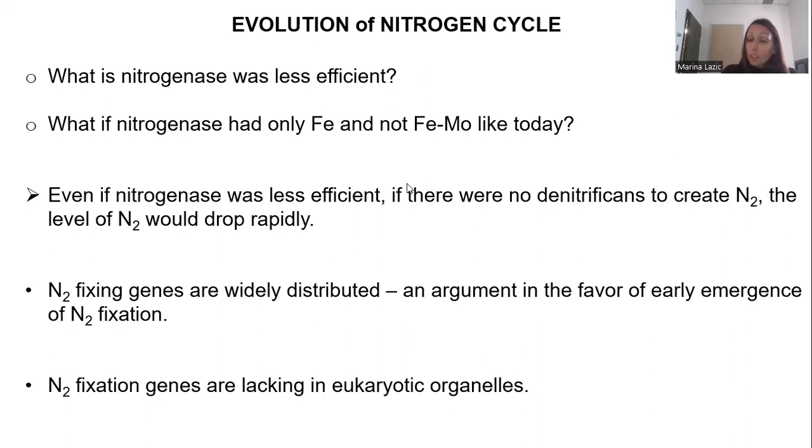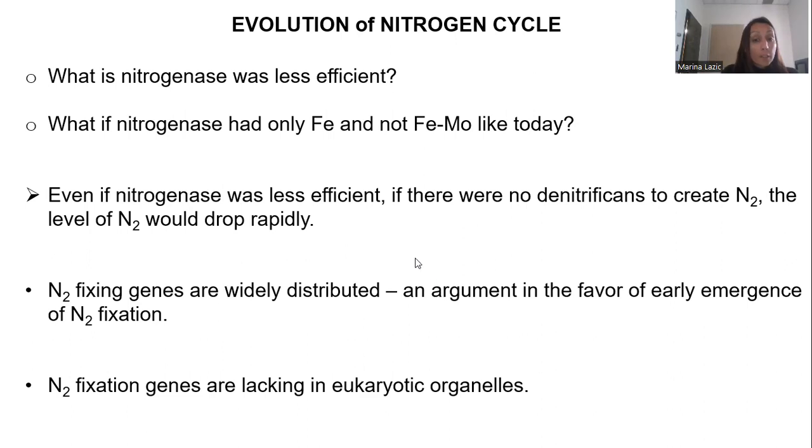So even if nitrogenase was less efficient, if there were no denitrifiers to create nitrogen gas, the level of nitrogen would drop rapidly. So that theory about less efficient dinitrogenase was not possible, because denitrification, when you convert NO3- to NO2-, then to NO, then to N2O, and finally to N2, that process that we talked about in anaerobic respiration, is required to return nitrogen gas into the atmosphere, but those compounds did not exist. Those organisms did not exist, so it is less likely that the less efficient dinitrogenase was the correct theory.